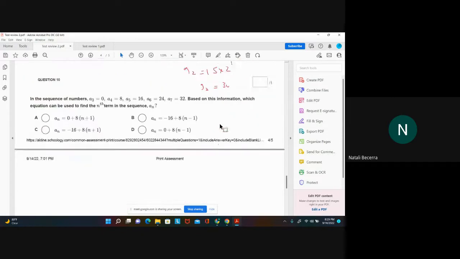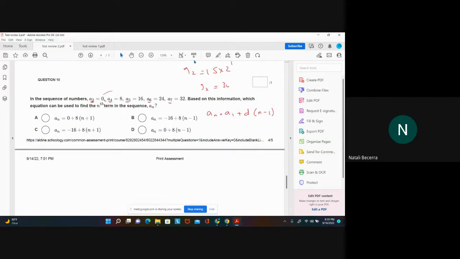Okay. Last one. Okay, so they give you the sequence A3 equals 0. Remember, this little number right here represents the term number. So this is not term 1. This is term 3. Term 3, term 4, term 5, term 6, term 7. Based on the information, which equation can be used to find the nth term? So you have an equals a1 plus d parentheses n minus 1.